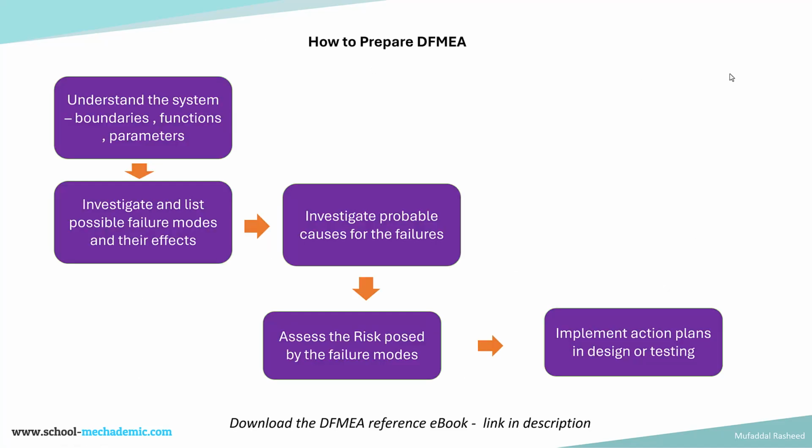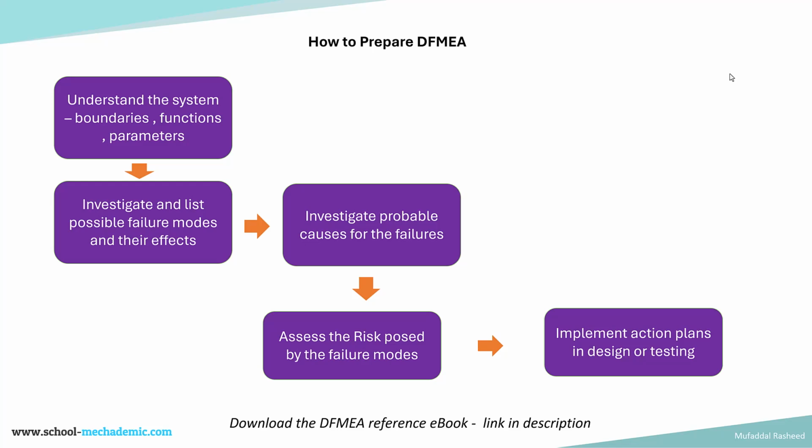Here is a very simplified workflow on how to prepare a basic preliminary DFMEA for any product or system. The first step and the most important step is actually to understand the system thoroughly. We need to understand the system thoroughly to actually make a good DFMEA. Without understanding the system, without understanding the boundaries, the functions, the parameters which govern the design of the system, we will not be able to create a good DFMEA.